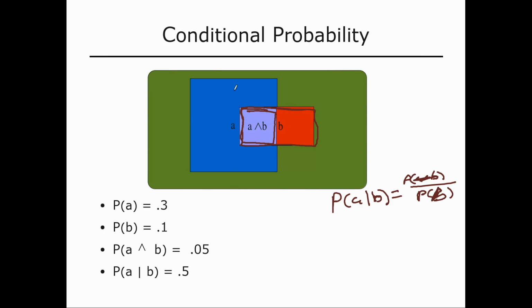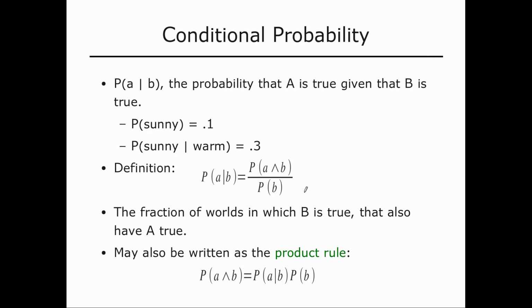So if I don't know anything else about the world, my belief about the probability of A is 0.3. But if I know that B is true, that makes it much more likely that I think A is going to be true, because then I'm just looking at this little region of the world. And this is also called the product rule, so we can rewrite this by multiplying both sides by P(B), and we end up with this.